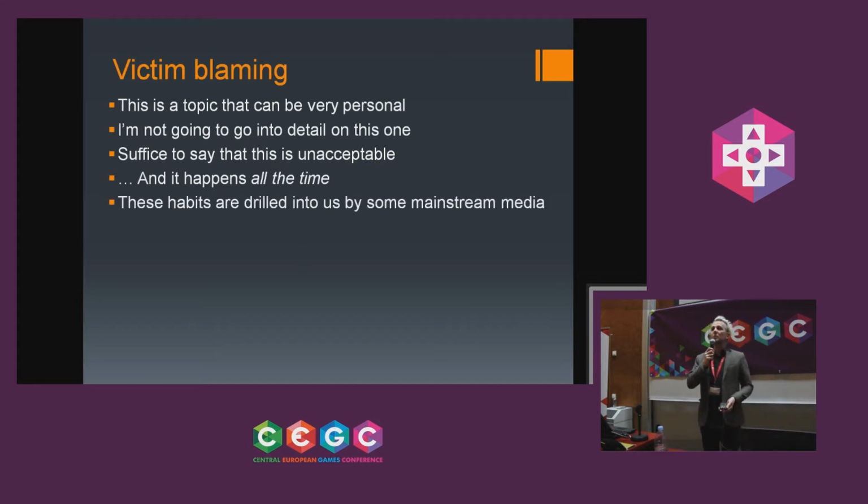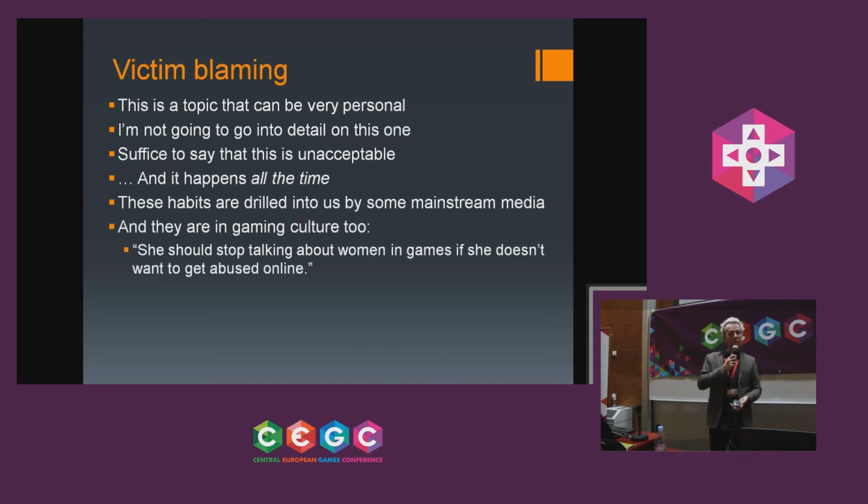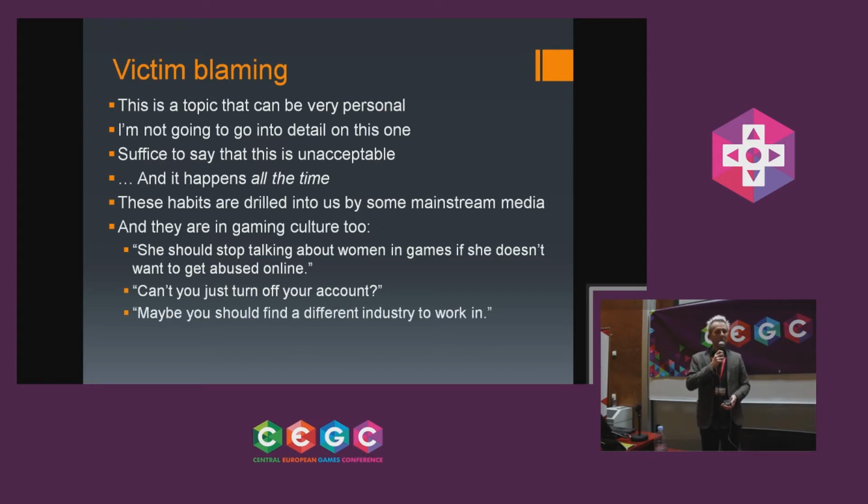These habits are drilled into us by some mainstream media. When you see coverage of sexual assault, these questions come up quite often as well. And also in gaming culture too. "She should stop talking about women in games if she doesn't want to get abused online." "Can't you just turn off your account?" "Maybe you should find a different industry to work in." I've seen all of these things said.